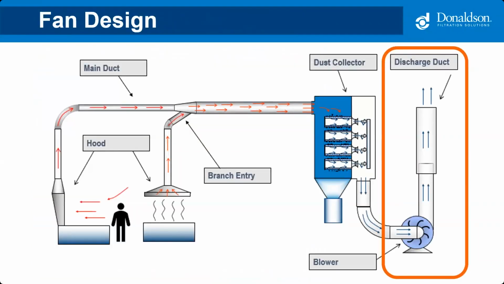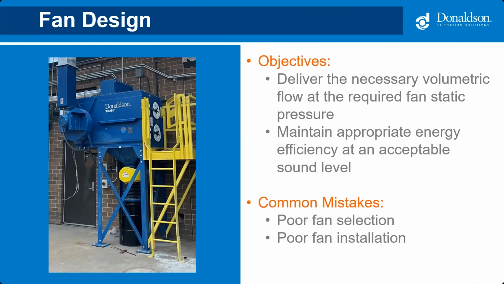So when designing a system, the very last thing I think about after completing all the airflow calculations is selecting the size of the fan. The fan is the heart and soul of a local exhaust ventilation system. It generates the airflow and the static pressure. It has two responsibilities. First, the fan must deliver the necessary volume or flow required and static pressure to drive the operation of the system.